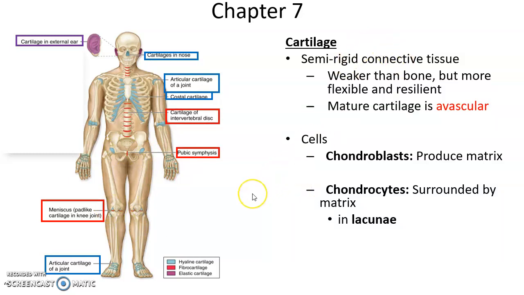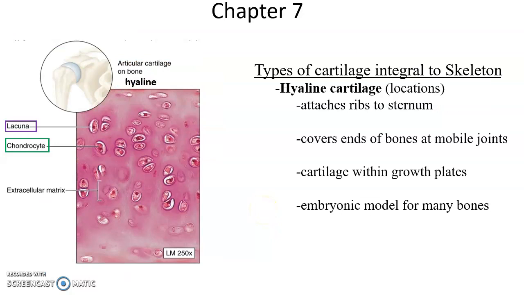Cartilage is semi-rigid, so it is a bit weaker, a bit squishier than bone tissue, but it is rather flexible and resilient, which is good. Cartilage is avascular. There are no blood vessels within the cartilage itself. The main cells that produce the cartilage's external material is the chondroblasts, and then within the cartilage are chondrocytes that are the living cells of the cartilage, specifically in little structures called lacuna for one, lacunae for many.